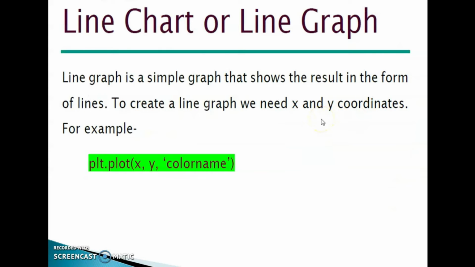Next one, line chart or line graph. Line graph is a symbol graph that shows the result in the form of lines. To create a line graph, we need x and y coordinates. For example, we created this plt identifier. So we can use this plt.plot function. Then we have to specify the arguments as x and y coordinates, comma, color name.